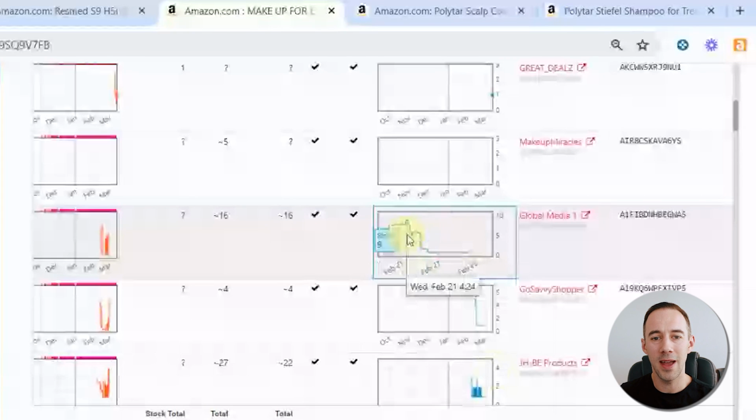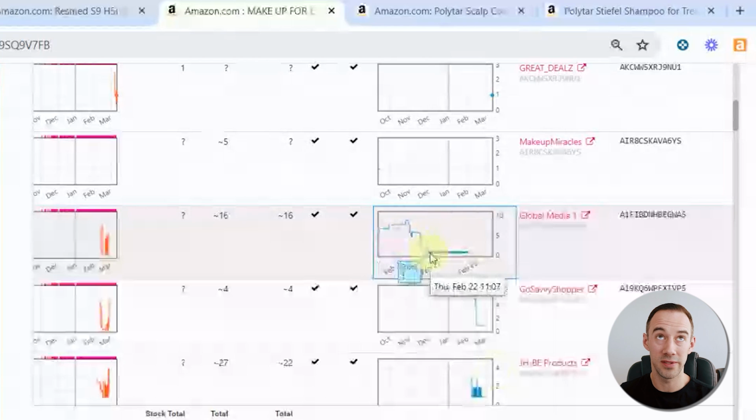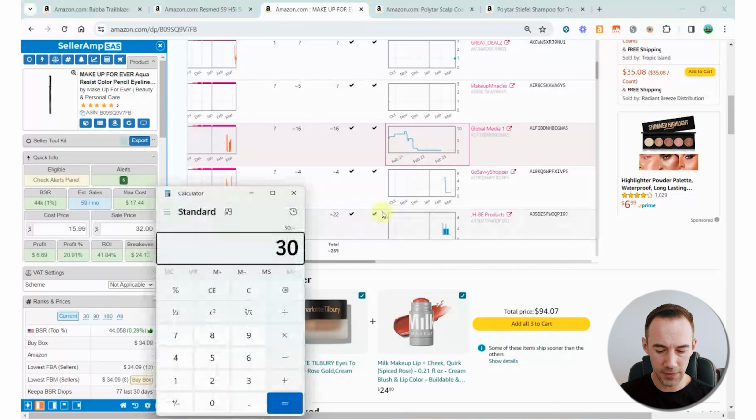So what we can see is this guy had 10 in stock on the 21st, and by the 22nd, he's down to 1. So 10 in 2 days, if you're doing 30 divided by 2 equals 15, times by 10, is 150 units. So you're like, wow, that definitely does sell. And we've seen evidence of this guy.